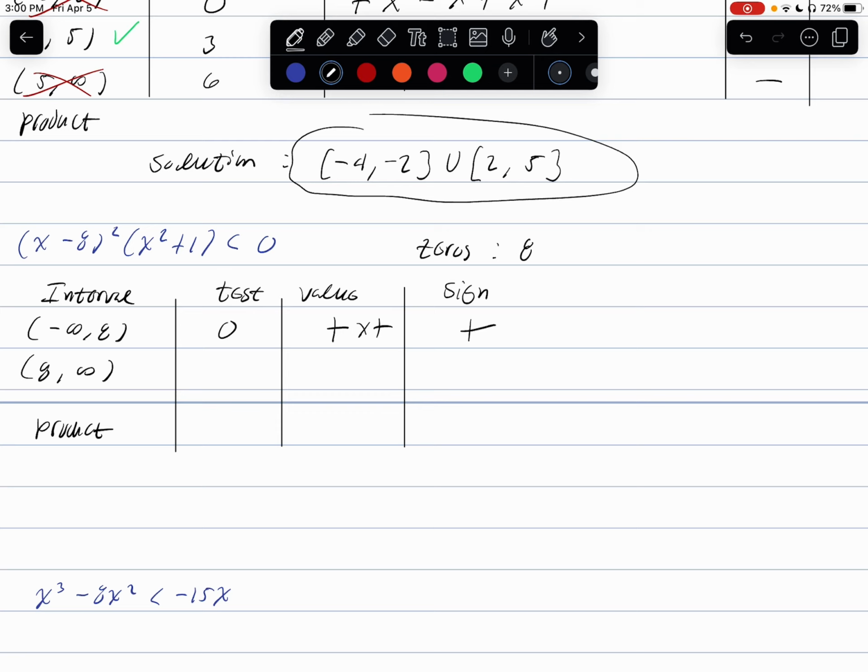And let's try 9 for 8 to infinity. If we have 9 minus 8, that's going to give us 1. Square root of that is a positive number, and then we said everything is positive for x squared plus 1, so it will have a positive times a positive, which is a positive.